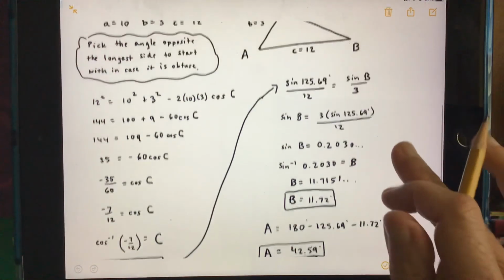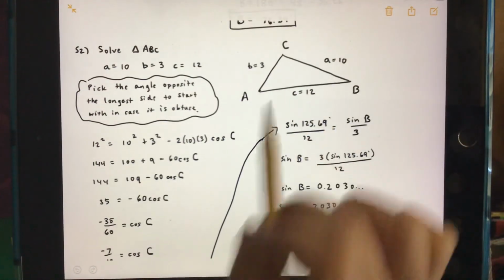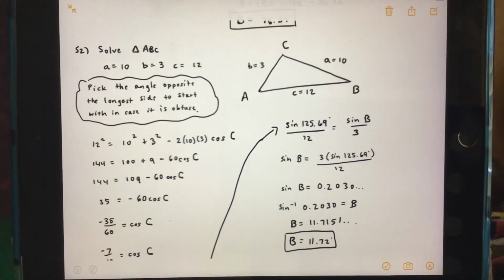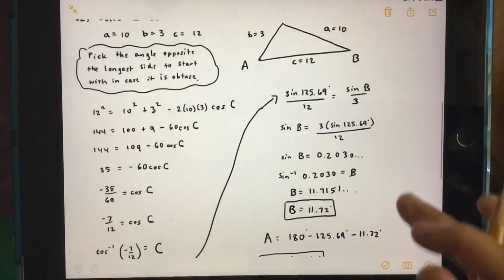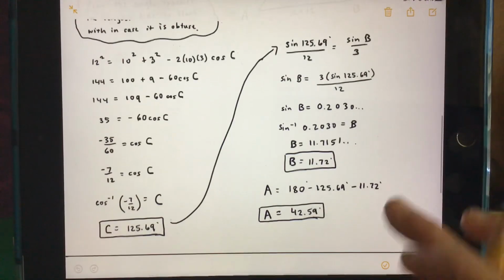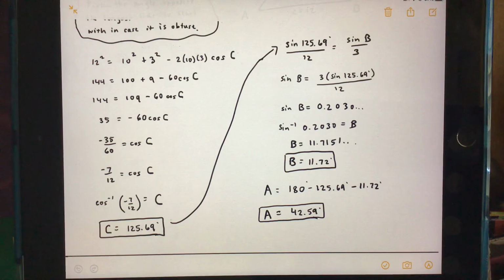And that concludes this problem because I have all these unknown angles now determined, and I already know the 3 sides because that was given information. So that concludes our sample practice where we have SAS or SSS triangles, where we use the law of cosines to begin the process of solving for our unknowns.